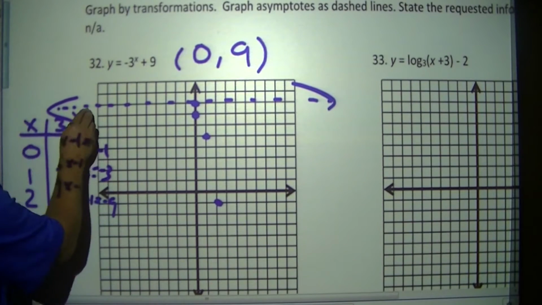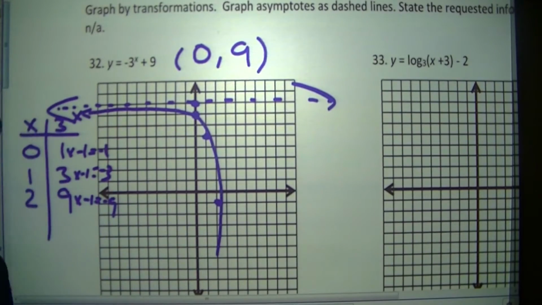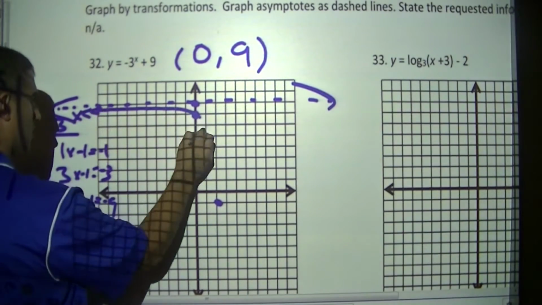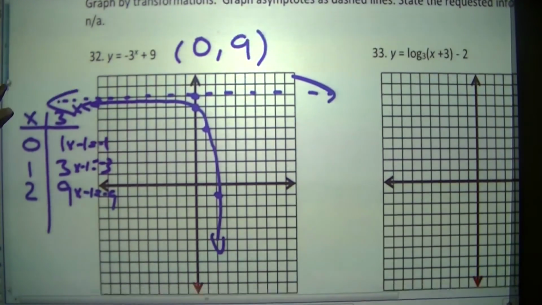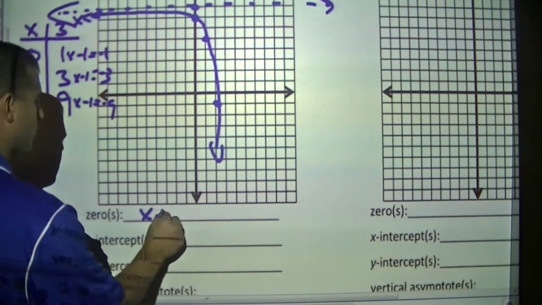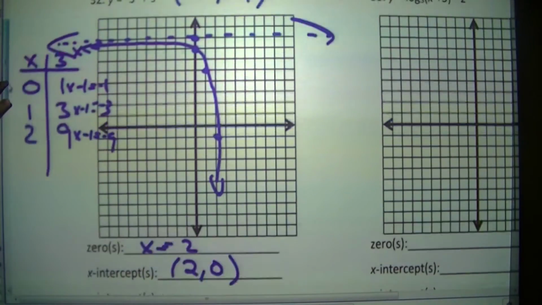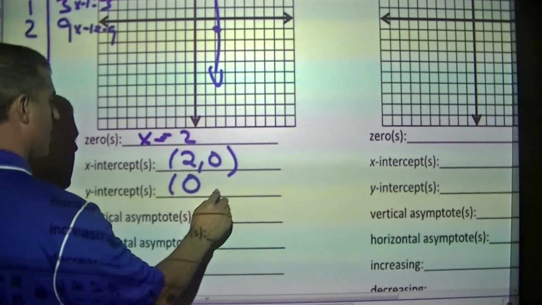Good. Okay. So what this is going to do is approach this and go straight down. That's not a very good drawing. Okay. All right. So when I answer the questions here, the zero, we're going to say that's about x equals 2. It's pretty close, which makes that (2, 0). Okay. The y-intercept crosses up at 8. Okay. So (0, 8).